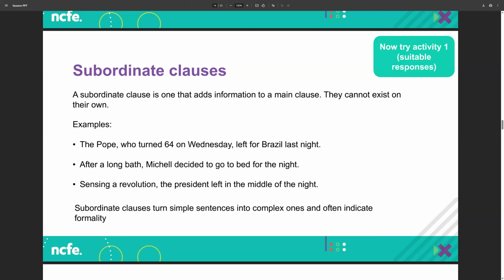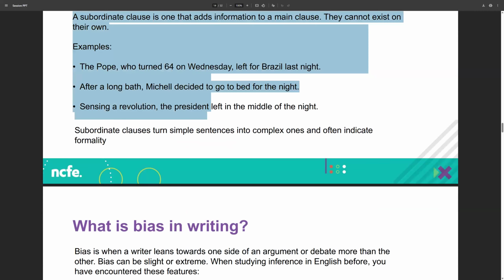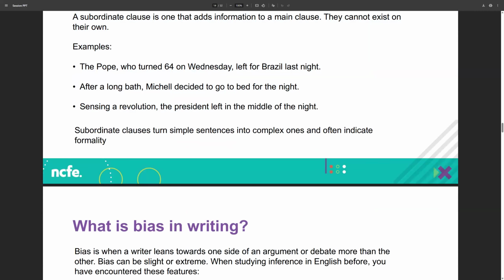"Sensing a revolution, the president left in the middle of the night." So "sensing a revolution" is the subordinate clause here. The president left in the middle of the night. He could have left for any reason, I don't know. But because they tell us "sensing a revolution", we're like, okay, now I know why he left in the middle of the night. It's explaining the other clause.